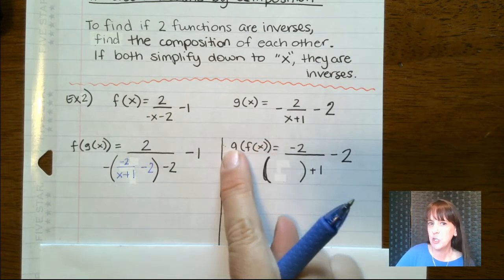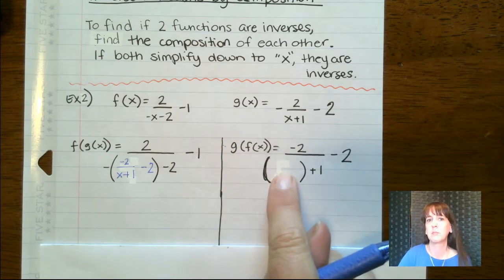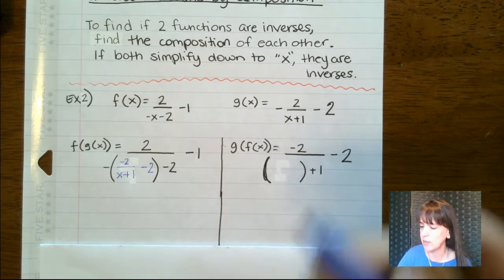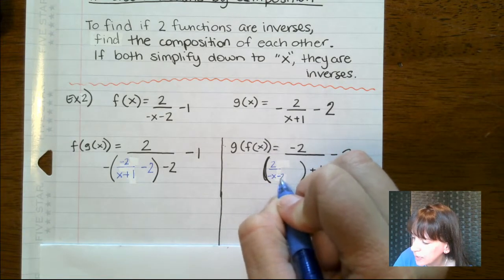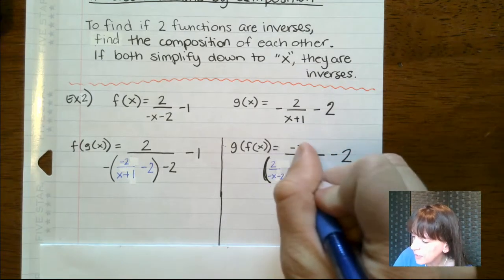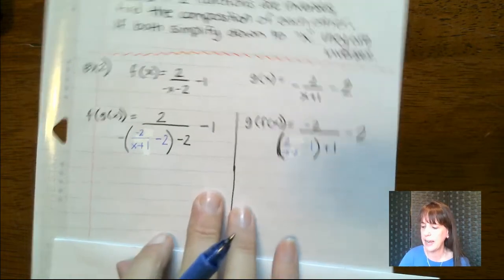Over here, I have g. I started with g. Wherever there was an x, I put in parentheses, and I'm going to fill those parentheses with f of x. So I have 2 over negative x minus 2, all of that minus 1. All right, let's go back and look at f of g of x.